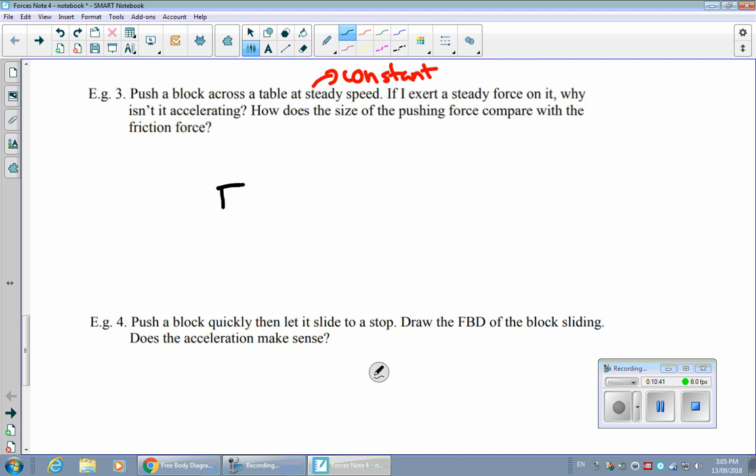So I draw my box, and I've got gravity still going down. I've got normal force still pushing up, and they balance each other out and cancel so that it's not accelerating through the table or jumping up in the air either. But we know it's being pushed with some applied force.